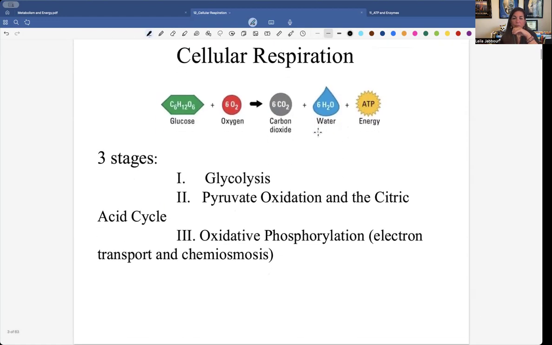So that was the big picture, from glucose and oxygen all the way to energy, with a couple of things that are going to be produced, which are carbon dioxide and water.